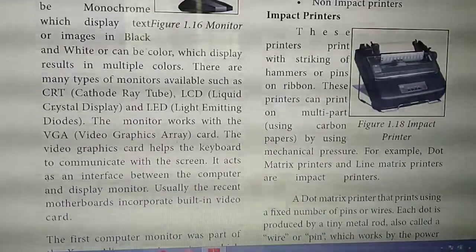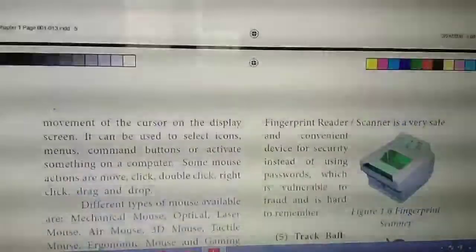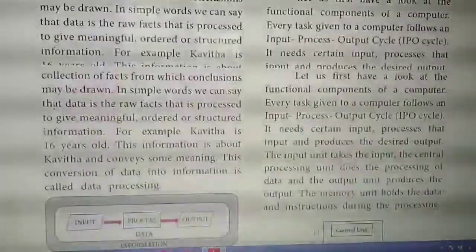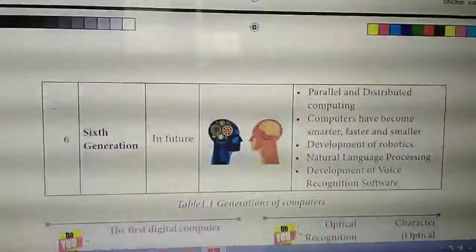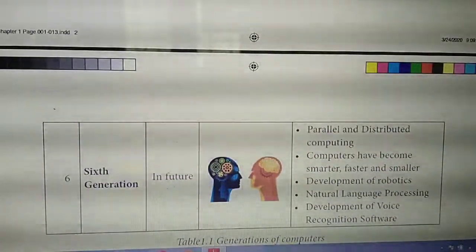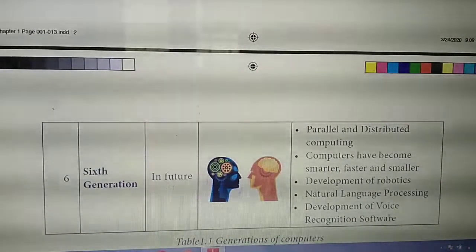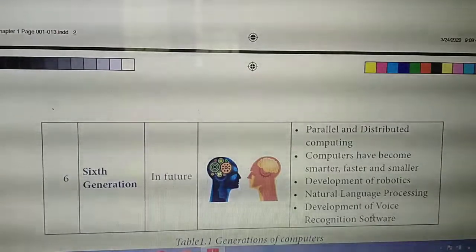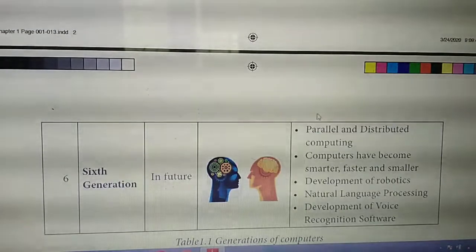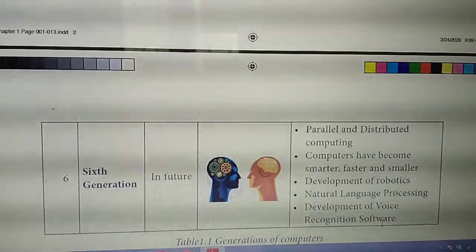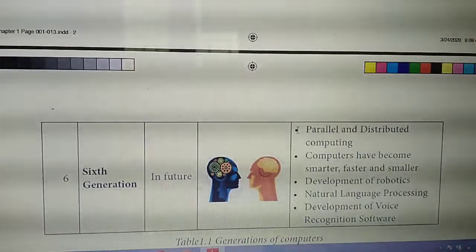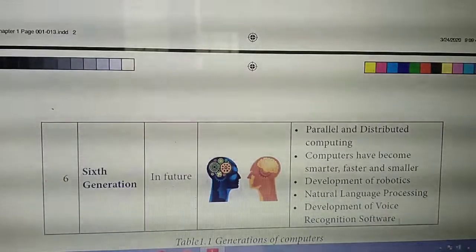Next, seventh question. Write the characteristics of sixth generation of a computer, okay? Seventh question, take page number 3. So characteristics of sixth generation from here to here. This column, parallel and distributed processing, speech recognition software. This is the seventh 3-mark question, from here to here. Have you all marked? Seventh question from here to here.